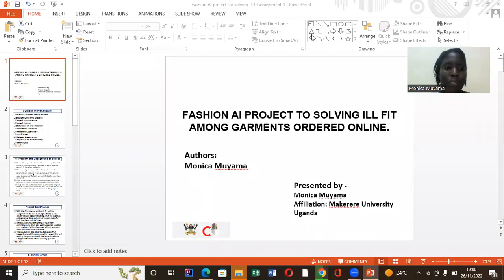Hello everyone, this is Monica Miyama, software engineering student at Makerere. I'm going to take you through my AI fashion project that's used for solving ill fit among garments ordered online.